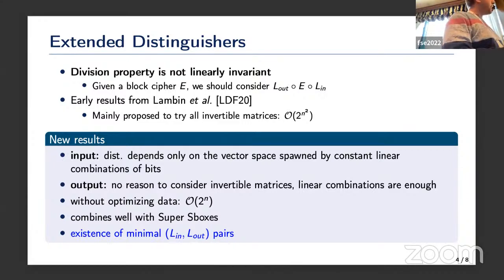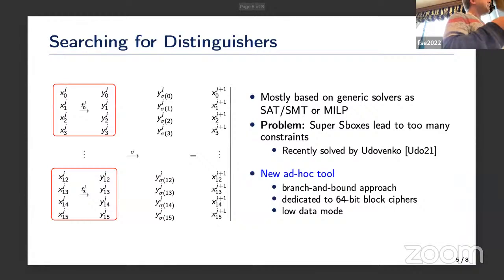And this combines well with the super S box techniques, and there are minimal pairs of mappings to try, meaning that if there is no distinguisher for those pairs, there will be no distinguisher for any pairs. Okay. And so now we have introduced all that. The problem was how to search for distinguishers.